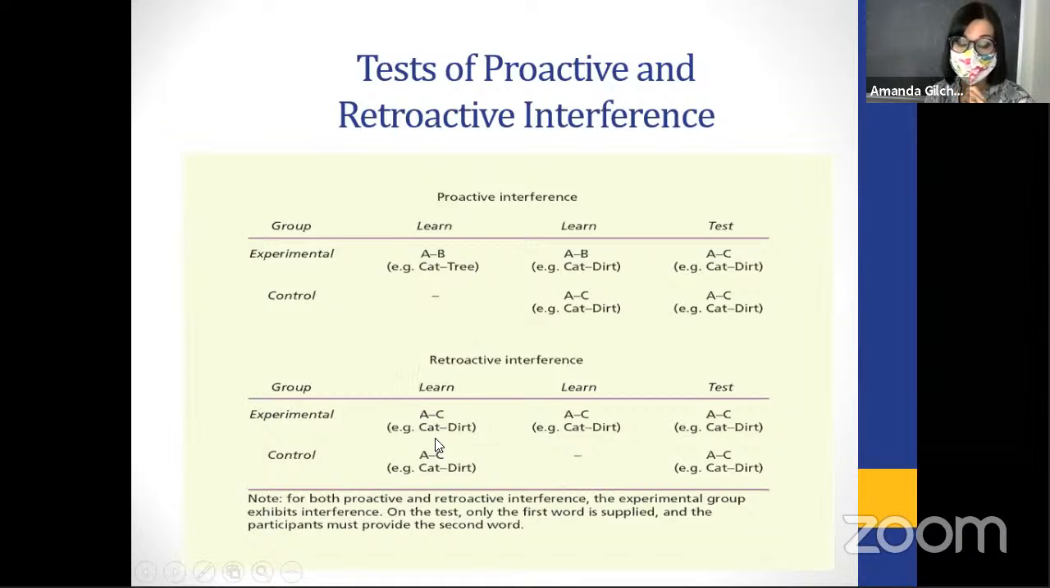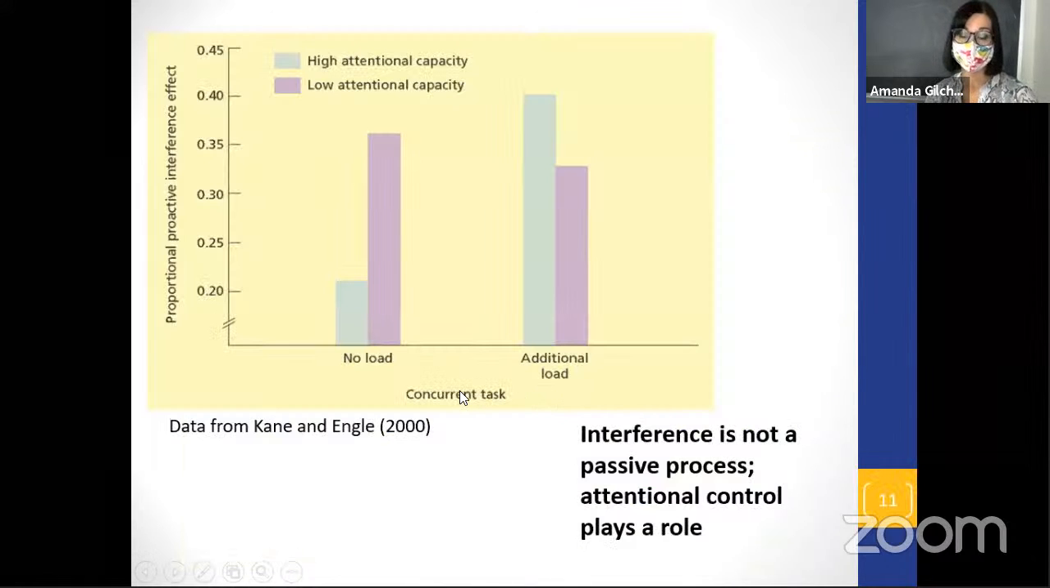On the other hand, with retroactive interference, the idea is you learn cat dirt, and you get tested on cat dirt. If you remember cat tree from a previous trial, or in a future trial, that would be a case of retroactive interference.